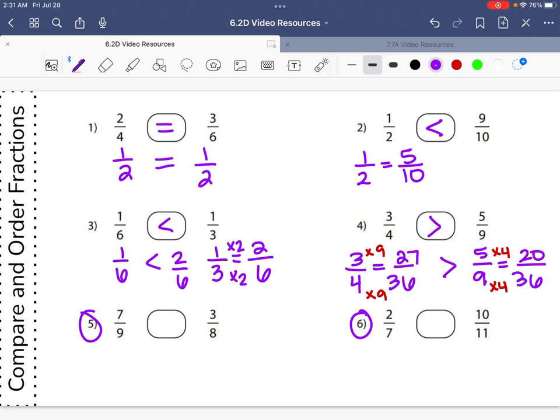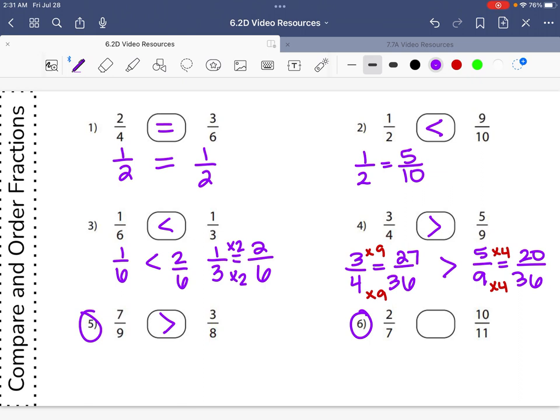All right, so for number 5, 7/9 is greater than 3/8, which without even finding common denominators, I can reason and say, hey, 7/9 is closer to 1. 3/8 is farther from 1. So 7/9 must be greater.